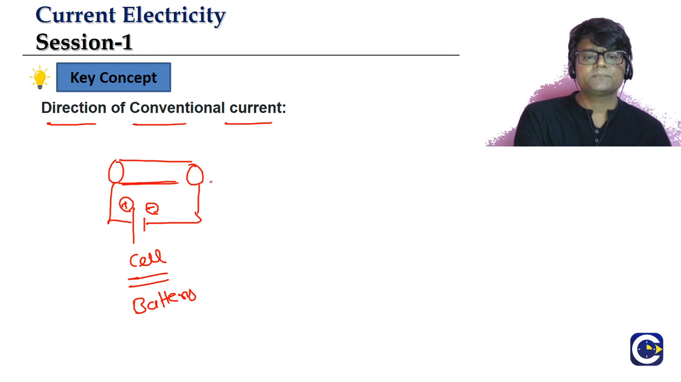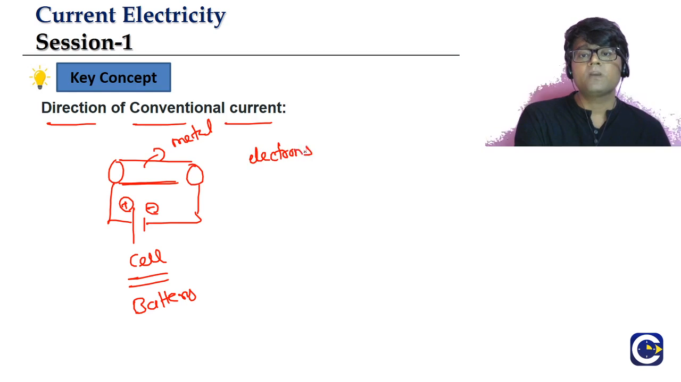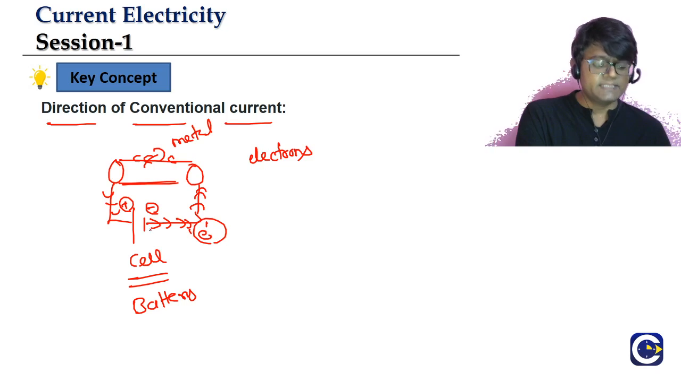So the positive side will be the high potential and the negative side will be low potential. But what we are observing is inside the metal, what are the actual charge carriers? The actual charge carriers are electrons, because only electrons can move. What can move, guys? Only electrons can be moving. So from this low potential side, the electrons are going to move, and they will be coming to the high potential. So electrons are going to move from the low potential side, the negative side of the cell or battery, and they will come to the positive side.